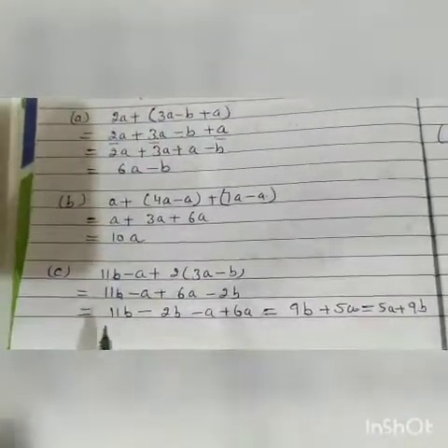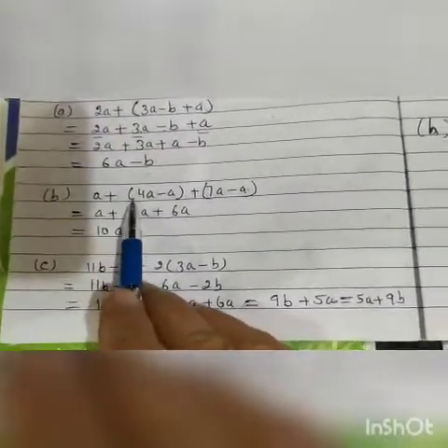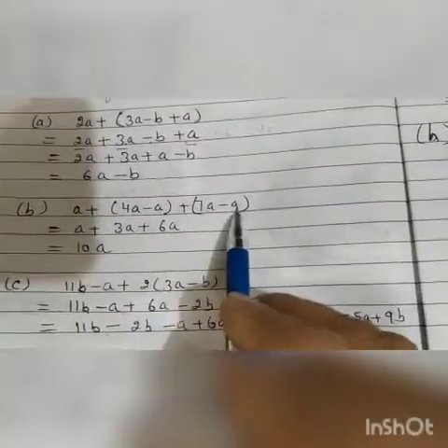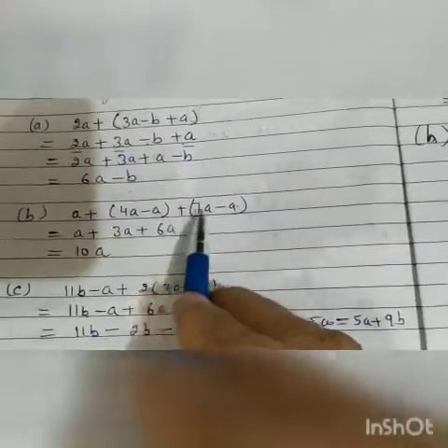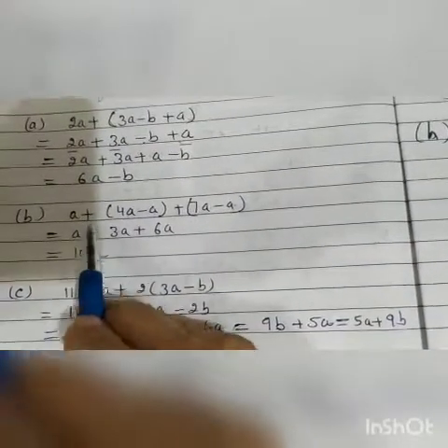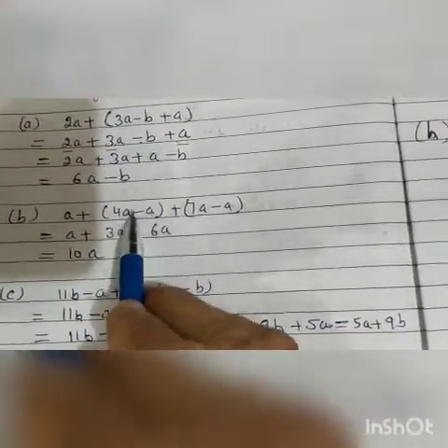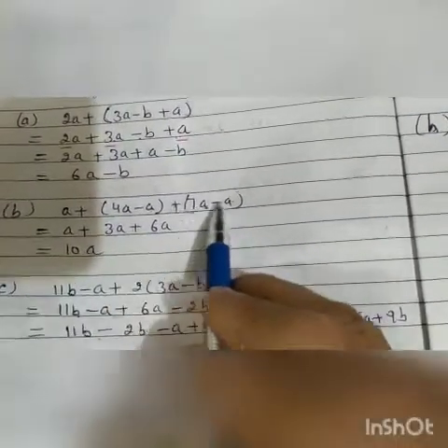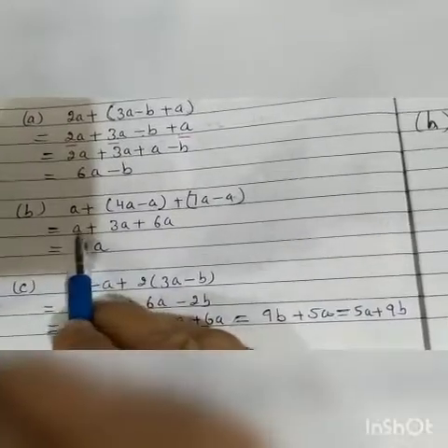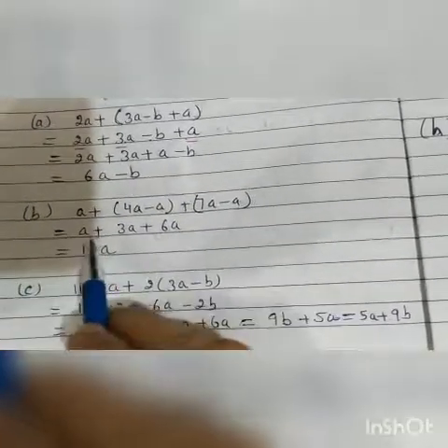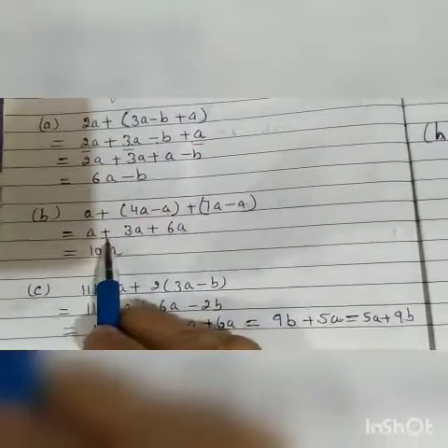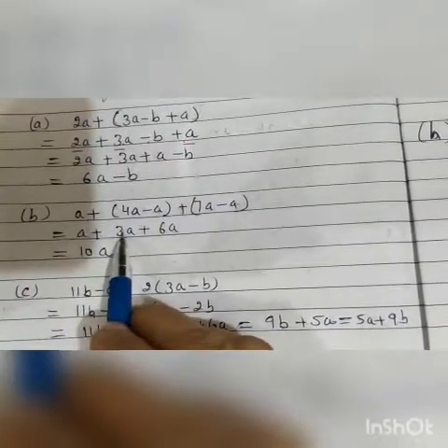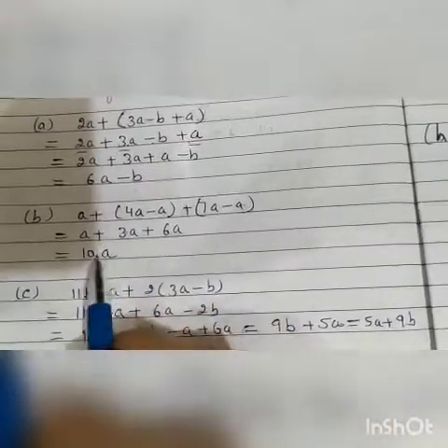Next part, B. a plus within bracket 4a minus a plus 7a minus a. So we will simplify the bracket first. a plus 4a minus a means 4a minus 1a, it is plus 3a. Plus 7a minus 1a is 6a. All these three terms are like terms, so we will simplify it. There is a plus sign, so 1a plus 3a is 4a. 4a plus 6a is 10a.